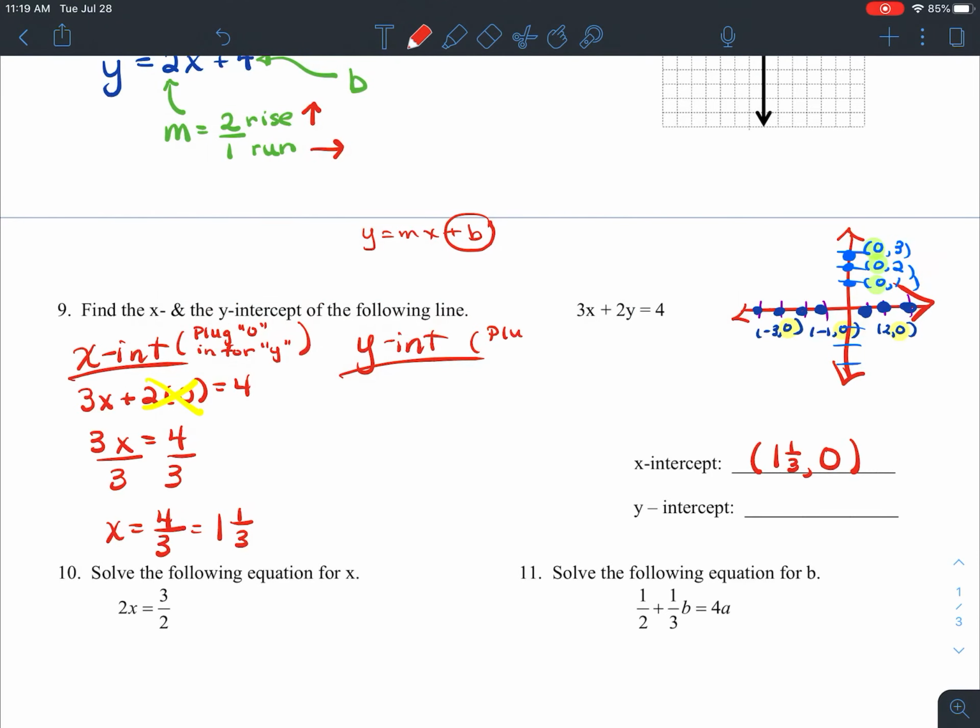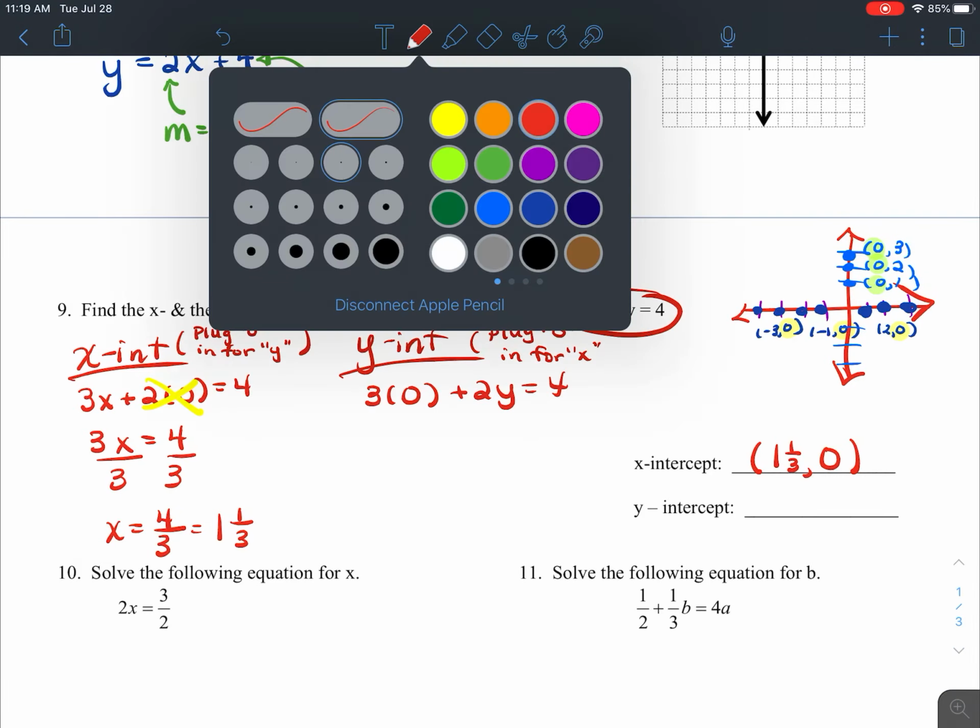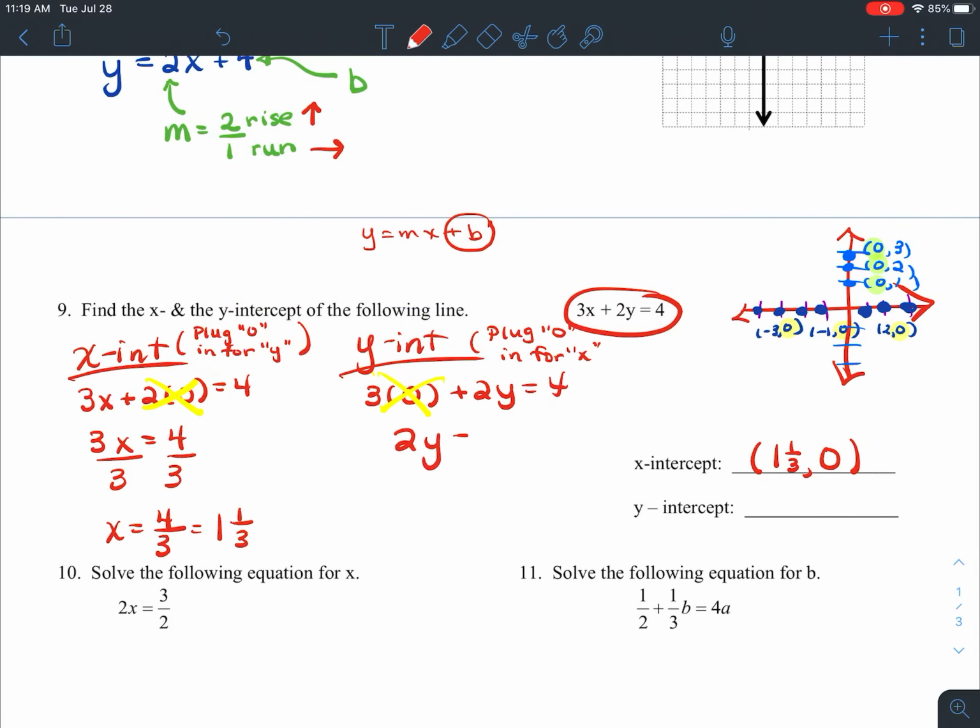So we could just plug 0 in for the x into this original equation. If you stick a 0 in for the x, this is going to get wiped out. We're going to solve for y, and we discover that the y-intercept would be at the point (0, 2).